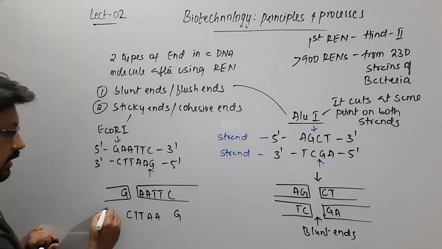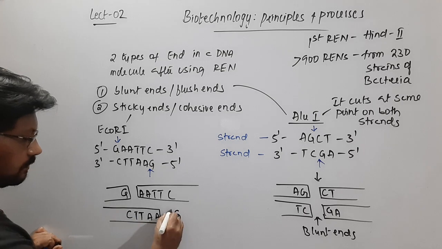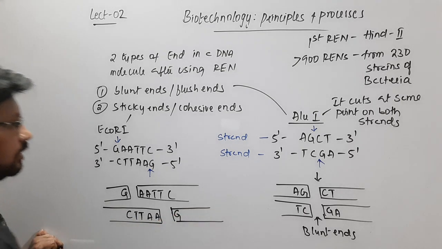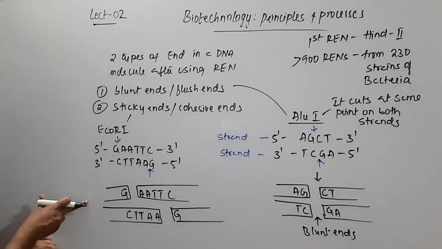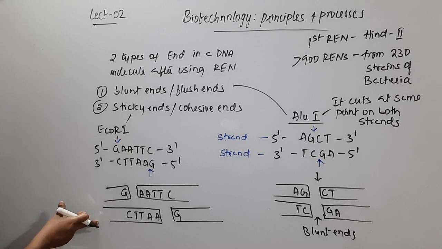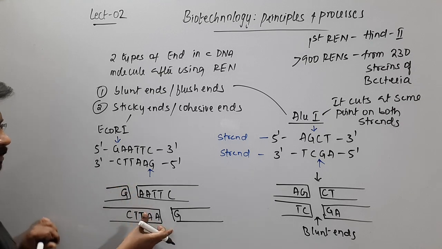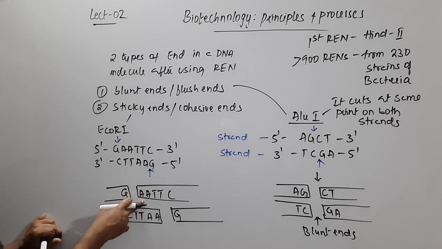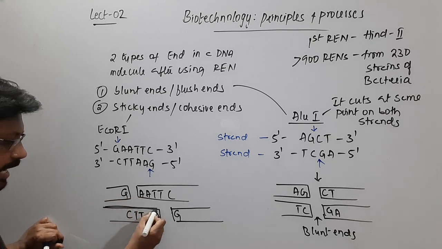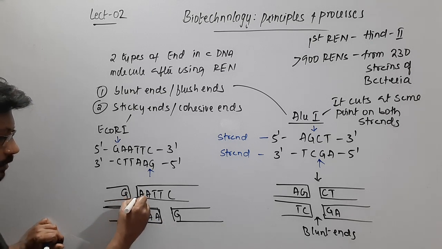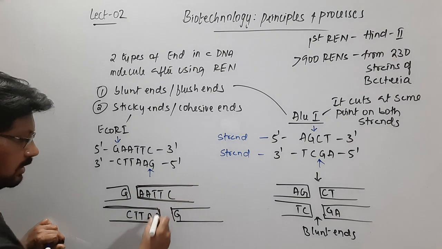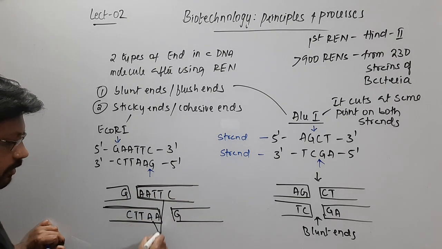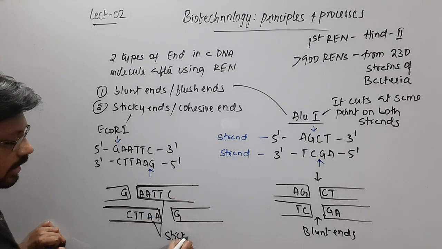this EcoRI does not cut at the same points. So it cuts the DNA strand at different points. You can see here, but it will be cutting between the same bases, that will be guanine and adenine. Because of that, you can see a protruding end. So you will get a protruding end. These protruding ends, we call them the sticky ends.